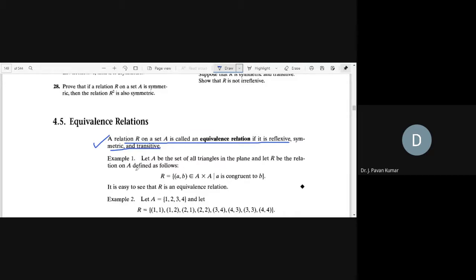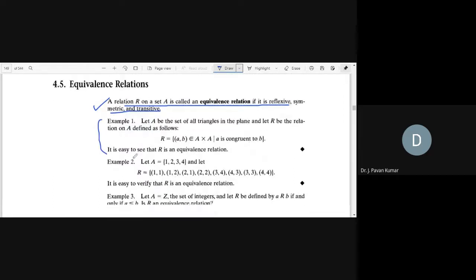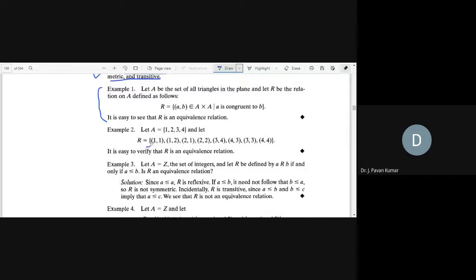one example here. Okay, this you cannot understand now. I will describe this in the next class. You consider this: R is equal to {(1,1), (1,2), ...}. Like this, we are having a relation on this particular set {1, 2, 3, 4}. Now, whether it is equivalence or not, how can we check?